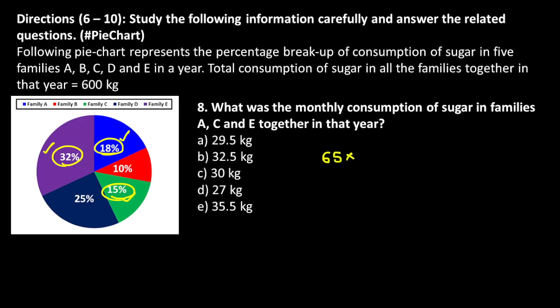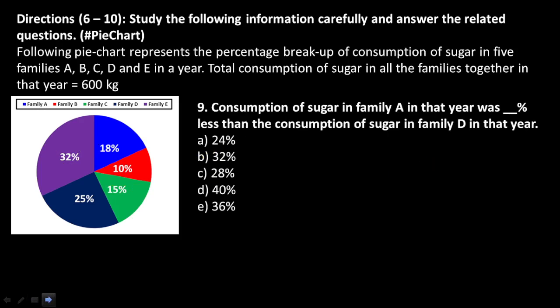65, 6 times, this is the total value. Upon 12, this is the monthly. This is yearly, yearly divided by 12 is the monthly. Very good. 2 times 65 of half, 32.5 kg. 32.5 kgs, option B is the final answer for this question. Done. Yes. Next question.